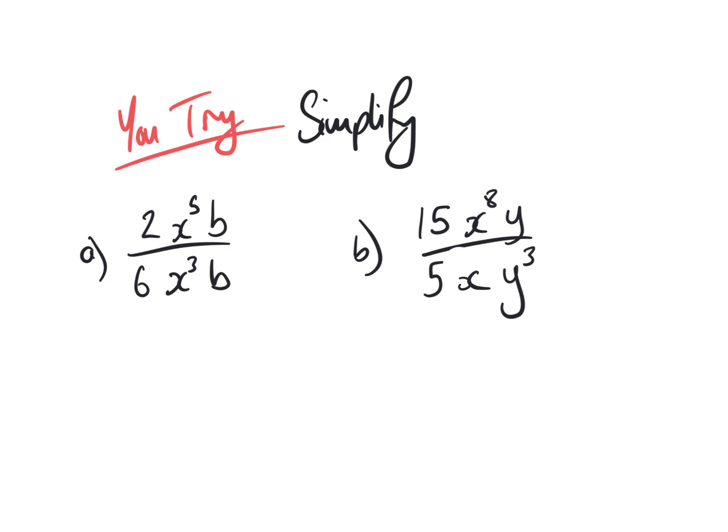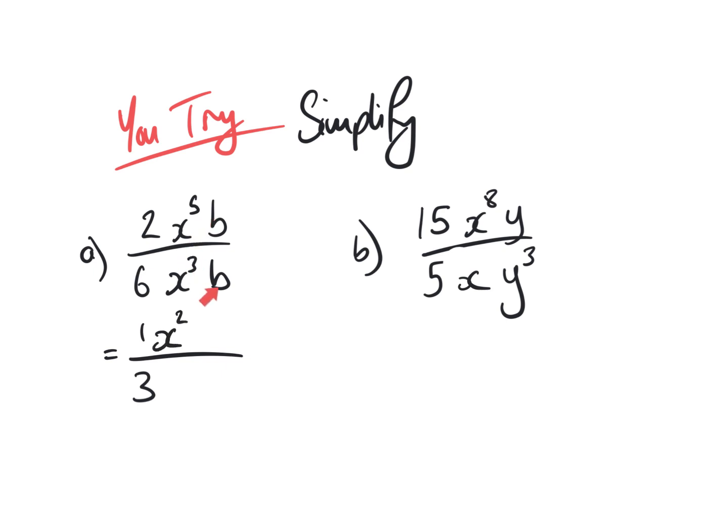Okay, we'll look at example A first. So starting off with 2 over 6, well, 2 and 6 are both in the 2 times table, so divide them both by 2 and that leaves me with 1 over 3. Next part is to look at the x's. They've got x to the 5 at the top, x cubed at the bottom, so when I cancel there are 2 more x's multiplying each other at the top, so that's what will be left behind, so that's going to be x squared left at the top.